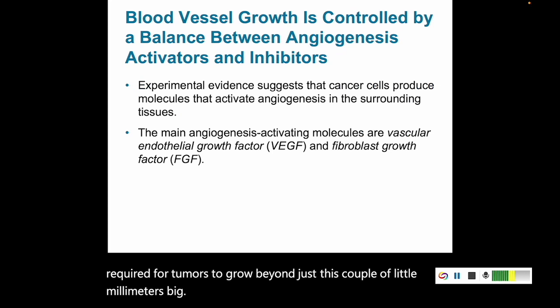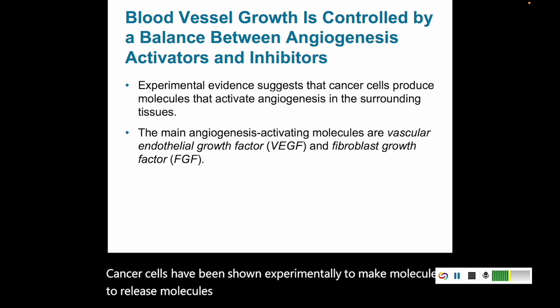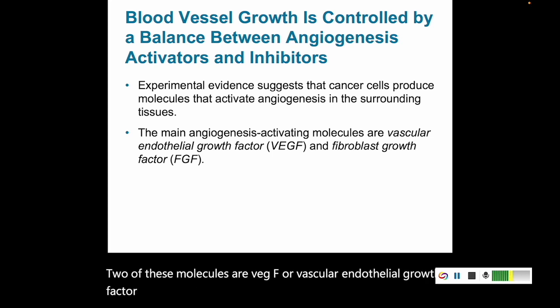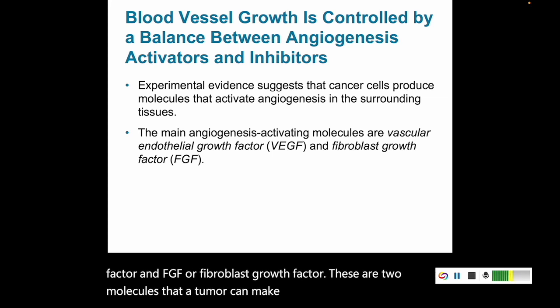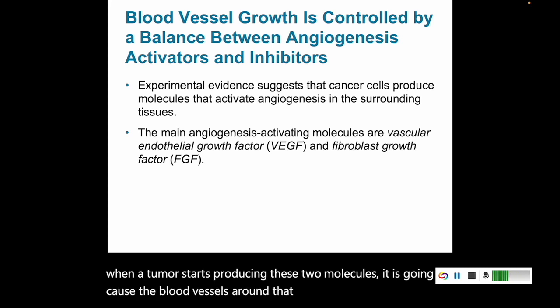Cancer cells have been shown experimentally to release molecules that activate angiogenesis. Two of these molecules are VEGF, or vascular endothelial growth factor, and FGF, or fibroblast growth factor. These are two molecules that a tumor can make that activate angiogenesis. So when a tumor starts producing these two molecules, it is going to cause the blood vessels around that tumor to remodel into the tumor.